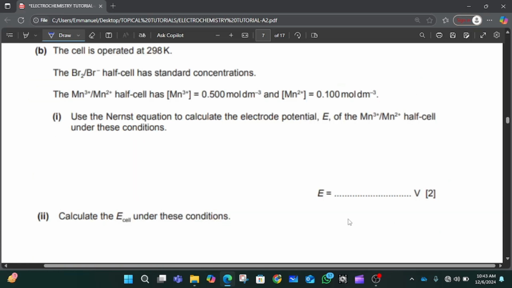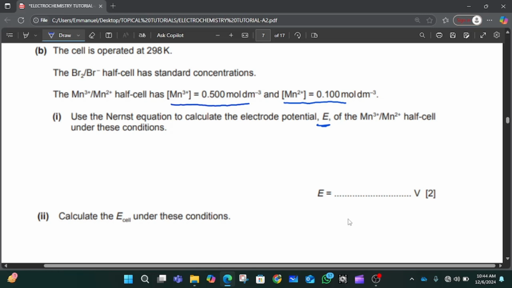B. The cell is operated at 298 Kelvin. The Br2/Br⁻ half cell has standard concentrations. The Mn³⁺/Mn²⁺ half cell has the Mn³⁺ concentration at 0.5 mole per decimeter cube and the Mn²⁺ concentration at 0.1 mole per decimeter cube. I. Use the Nernst equation to calculate the electrode potential of the Mn³⁺/Mn²⁺ half cell under these conditions.